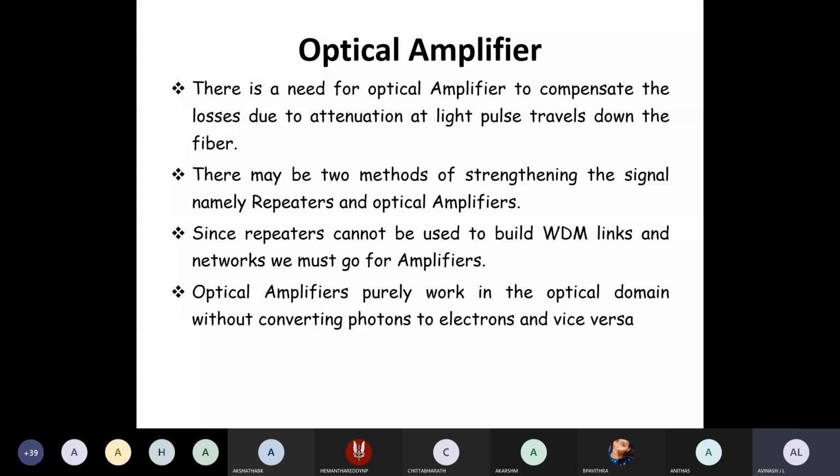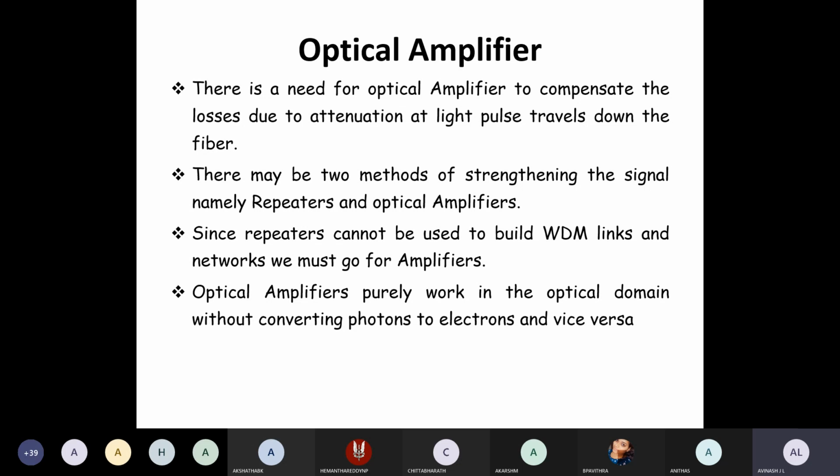So please make a note of this. There is a need for an optical amplifier in order to compensate the losses due to attenuation. First thing. Second thing is there are two methods of strengthening the signal. The first method is repeaters. The second method is optical amplifiers. Out of these two, repeaters cannot be used to build the WDM links and networks.